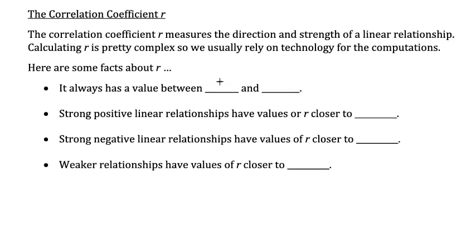It always has a value between -1 and +1. Strong positive linear relationships have values of R closer to +1. Strong negative linear relationships have values of R closer to -1. So notice both 1 and -1 represent strong correlations. One is for positive correlations and the other is for negative. Now, weaker relationships have values of R closer to 0.